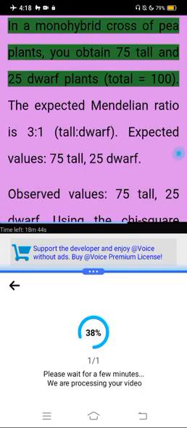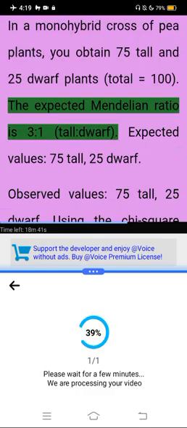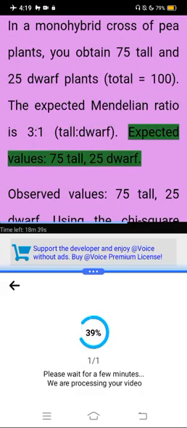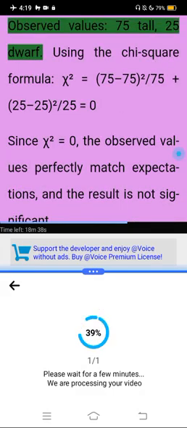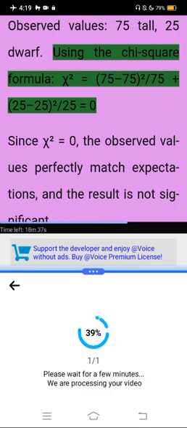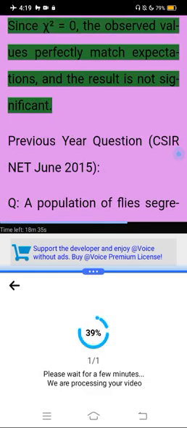Biological example. In a monohybrid cross of pea plants, you obtain 75 tall and 25 dwarf plants, total equals 100. The expected Mendelian ratio is 3:1 tall to dwarf. Expected values, 75 tall, 25 dwarf. Observed values, 75 tall, 25 dwarf. Using the chi-square formula, chi-squared equals (75 minus 75) squared over 75 plus (25 minus 25) squared over 25 equals 0. Since chi-squared equals 0, the observed values perfectly match expectations, and the result is not significant.